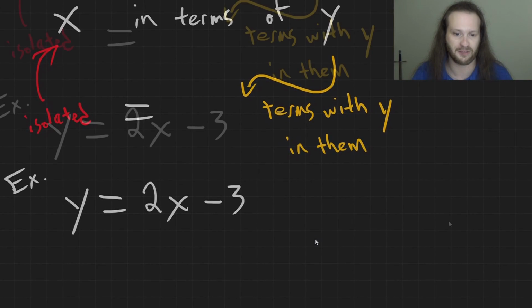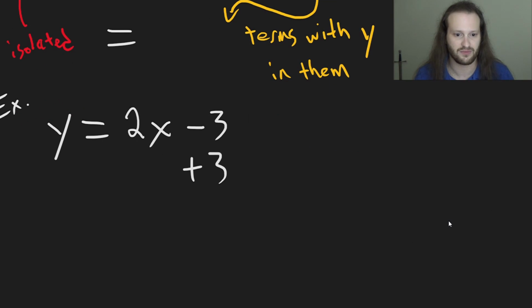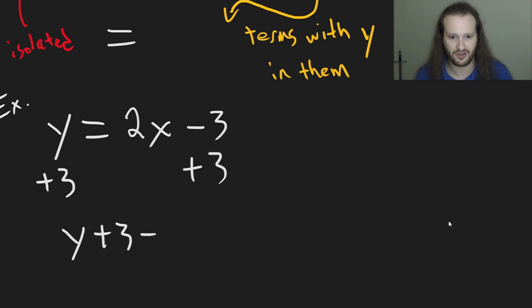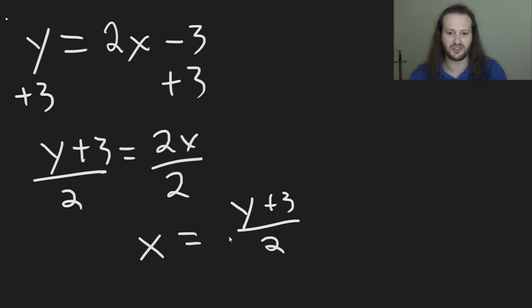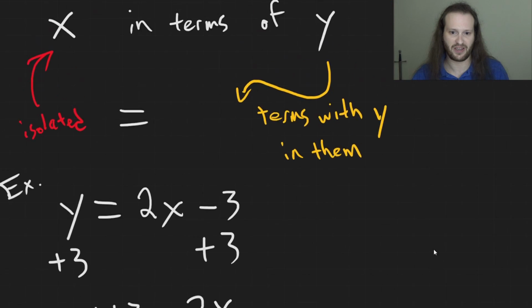That's the idea. So I'm going to add 3 to both sides. y plus 3 equals 2x. And then divide both sides by 2. So here we have x equals (y plus 3) over 2. These two equations are the exact same equations, they just are solved for different variables. And that's what it means by "in terms of."